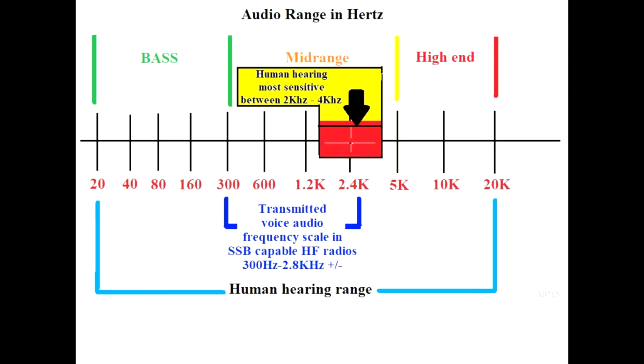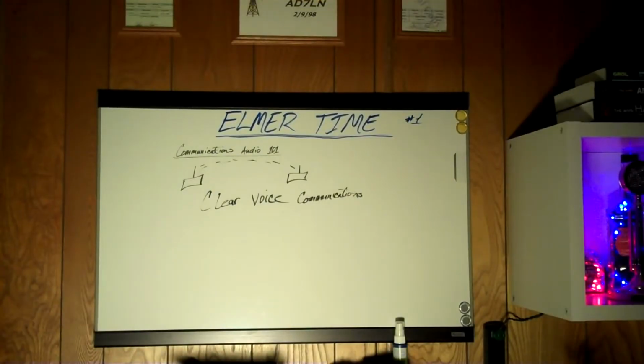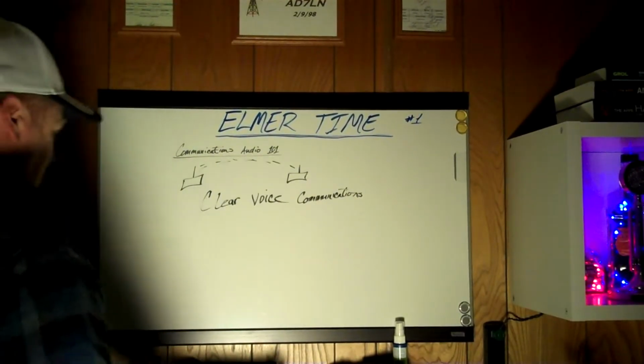So it seems that the sweet spot for enhancing audio for two-way radio, both transmit and receive, is to add a bit of audio gain between 2,000 and 4,000 hertz, and subtract some gain at everything below 300 hertz. So let's bring us back to the Elmer Time dry erase board. Okay, on with the show here.